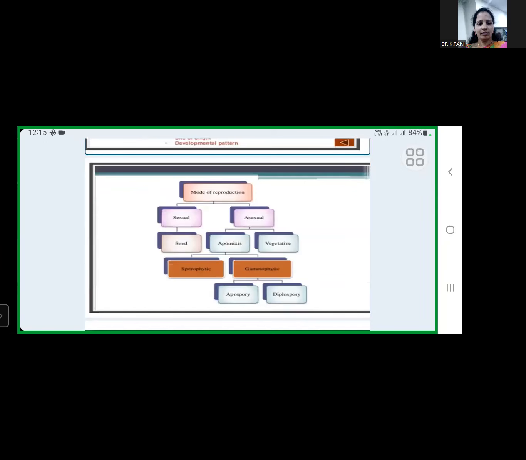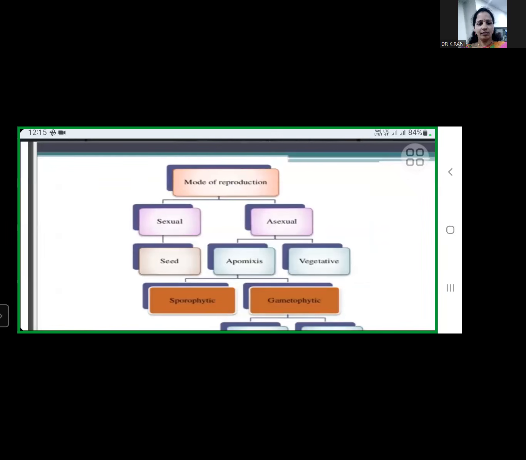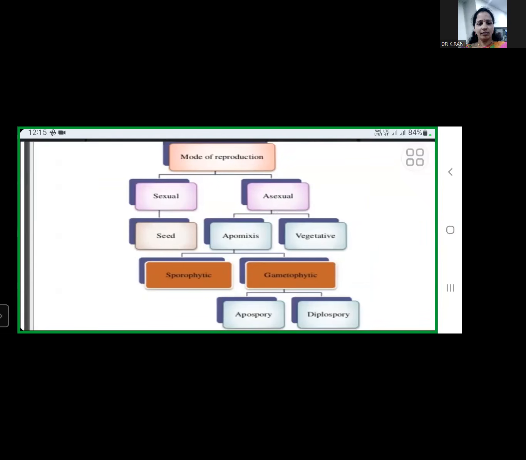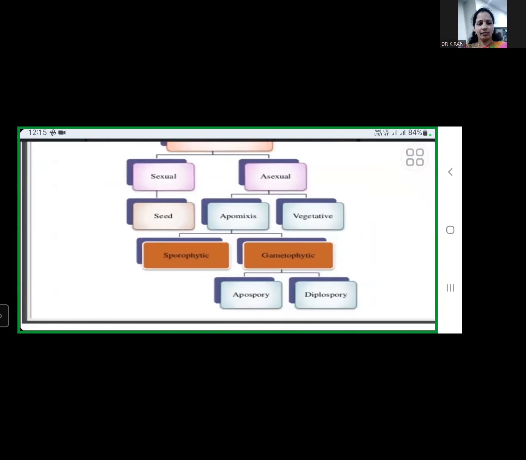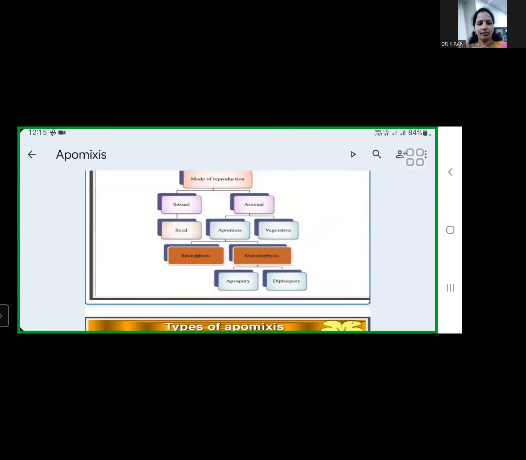After sexual reproduction, seeds are formed, so that is normal reproduction. But asexual reproduction is divided into two: apomixis and vegetative. Vegetative propagation is already completed, and next is apomixis. Apomixis is divided into sporophytic and gametophytic. The gametophytic is also divided into apospory and diplospory. Now we are discussing agamospermy.